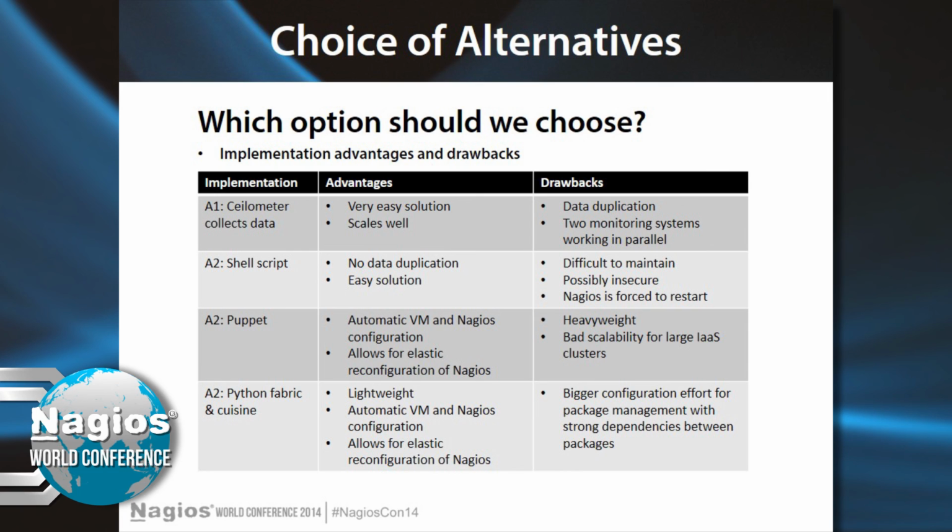Well, which option should we choose? We have different options. One could be to have Ceilometer collect all the data and just Nagios as a front end to query that Ceilometer database. Another solution could be to use Nagios only with a shell script that updates the configuration. Use Nagios with Puppet to automatically configure VMs and Nagios, or use a Python script with Fabric and this Python library.